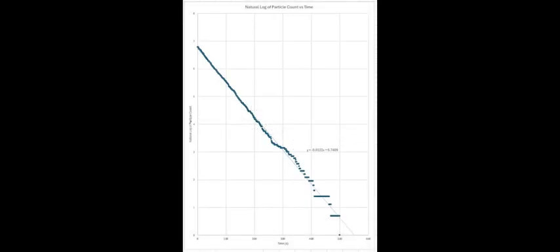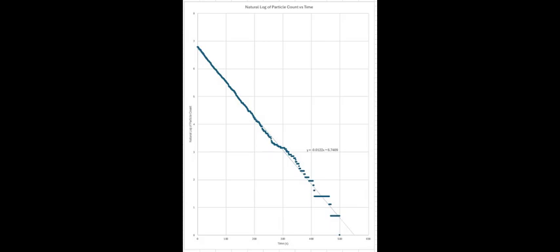An alternative approach to extract the decay constant lambda exists. This method involves taking the natural log of the number of remaining particles for each data point. In Excel, in a column next to your initial count data, you can type equals LN of cell number, where cell number is the cell that has the number you want the natural log of.